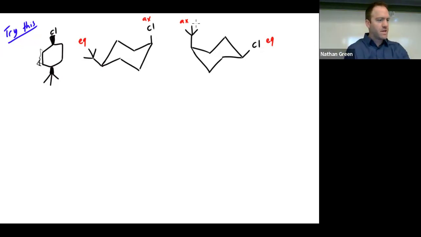T-butyl group, though, looks suspiciously small, but it's big. It's a carbon that has carbons that have hydrogens attached to it.